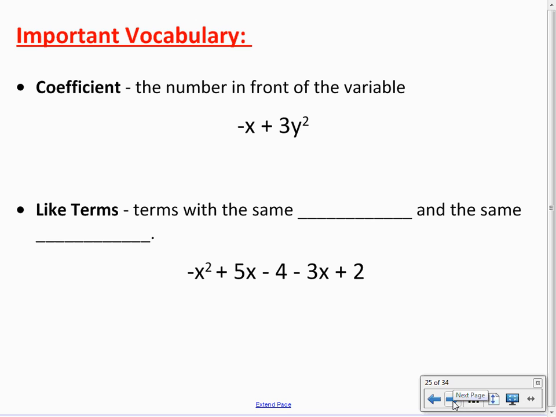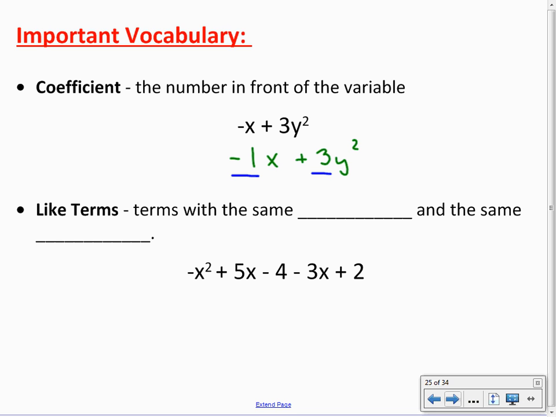So, a coefficient is the number in front of a variable. Now, the first variable we have in this expression is a negative x. Well, a negative x really does have a number in front of it, even though you can't see it. Anytime there's not a number written, it means that there is a 1 there. So if we have a negative in front of x, that really means that we have a negative 1x plus 3y squared. So the coefficients here for x would be negative 1, and for y would be 3. Those would be the coefficients, the numbers in front of the variable.